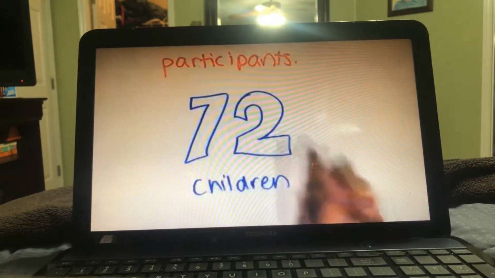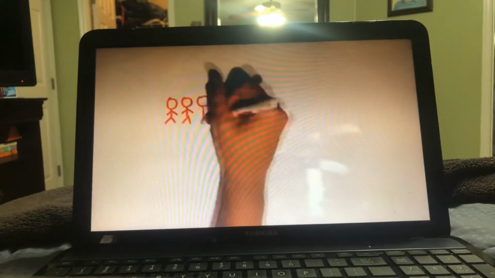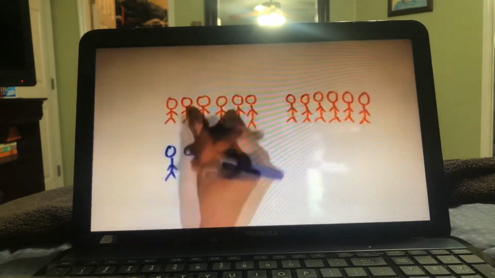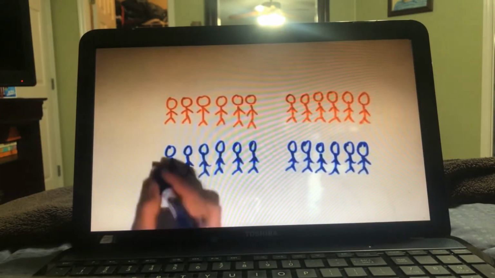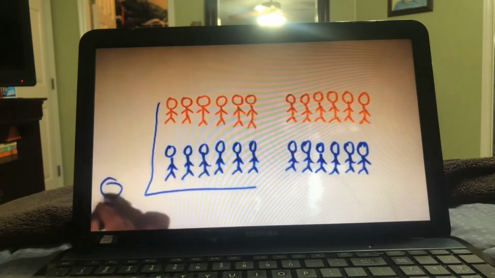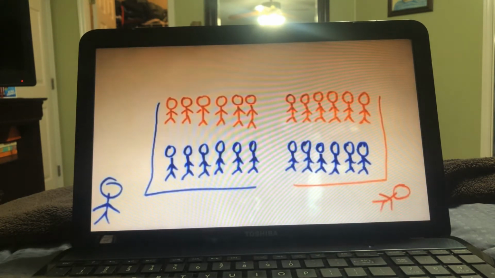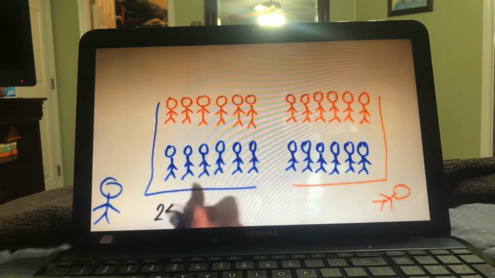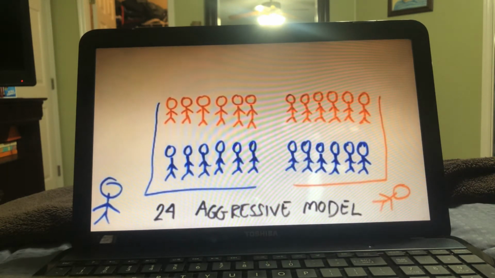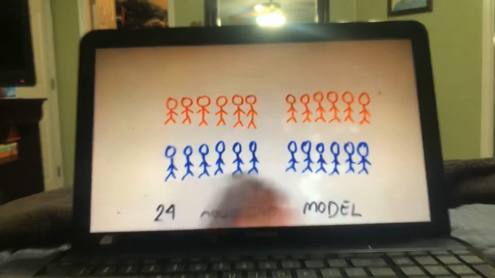There were 72 children, which were divided in 3 groups of 24 children, consisting of 12 females and 12 males. 6 females and 6 males responded to a female model, and 6 females and 6 males responded to a male model. 1 group responded to an aggressive role model, 1 responded to a non-aggressive role model, and 1 responded to no model. The age range of the children was from 37 months to 69 months.